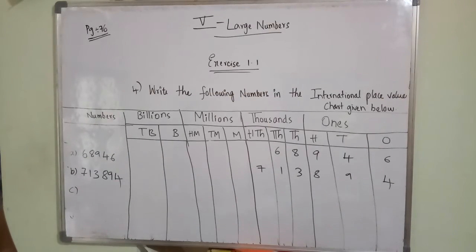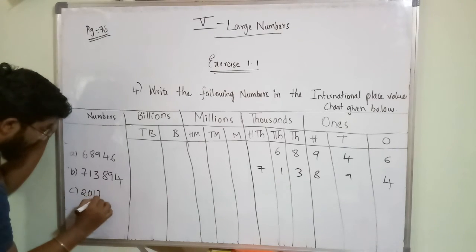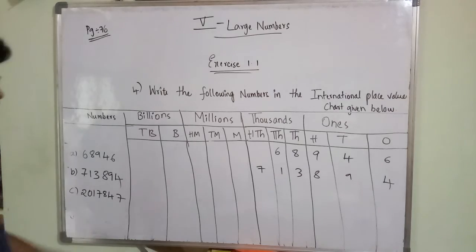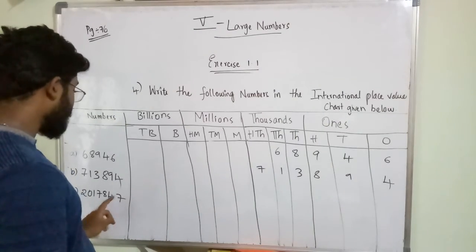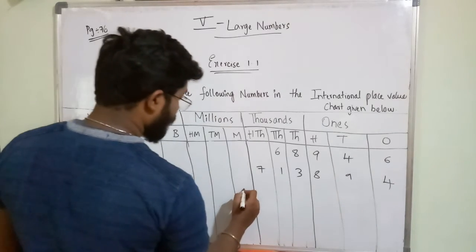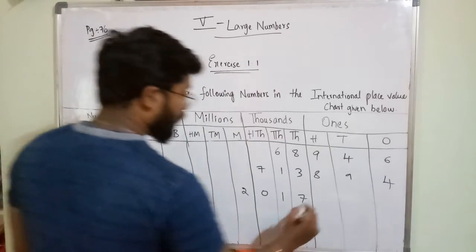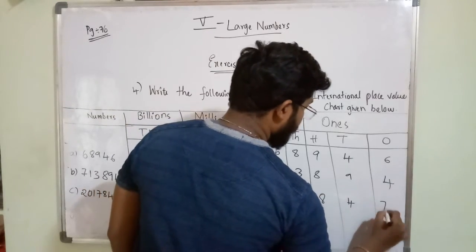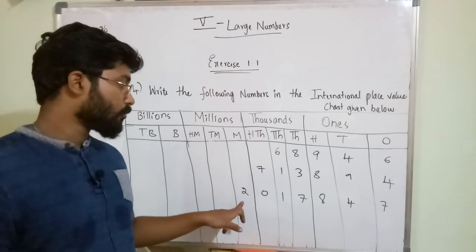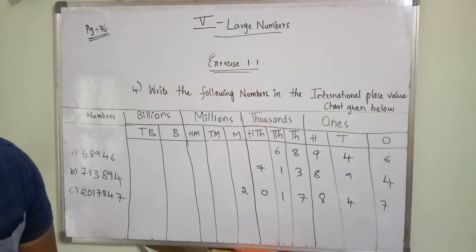Next one is 2017847. 1 2 3 4 5 6 7. Okay, 2 0 1 7 8 4 7. What is the number name? 2,017,847 is the number.